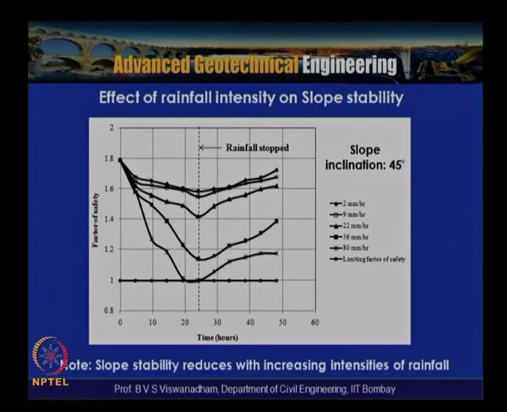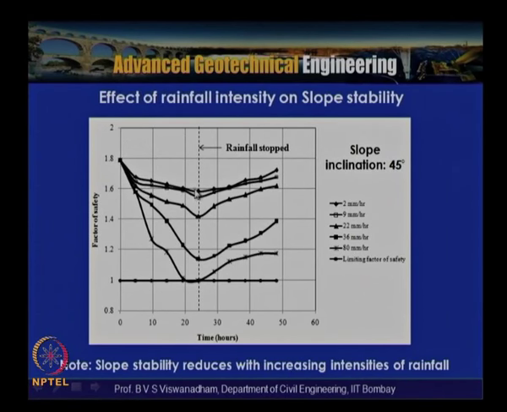Here in this slide, the effect of rainfall intensity on slope stability can be seen. The factor of safety is plotted on the y axis and time in hours on the x axis. This is the threshold factor of safety of 1, which is marked here. The duration of the rainfall is from here to here. You can see that for a rainfall intensity of 2 mm per hour on that particular slope configuration, the factor of safety decreased from 1.8 to 1.6.